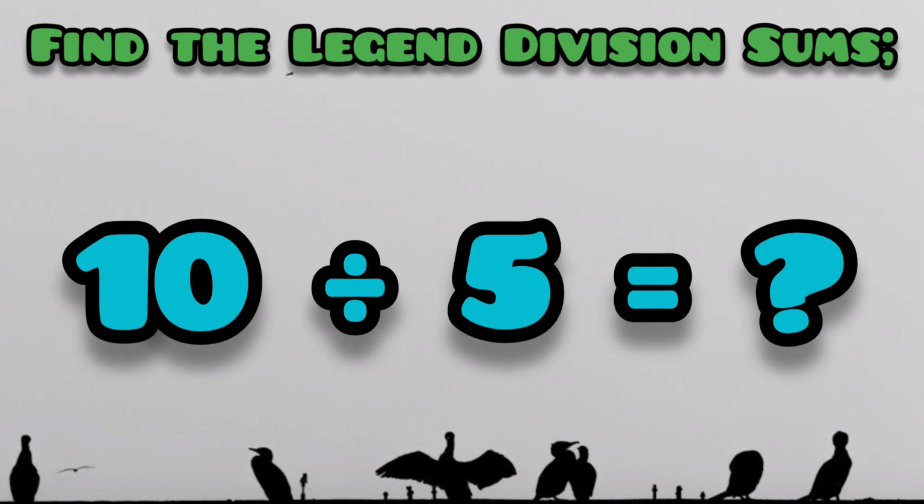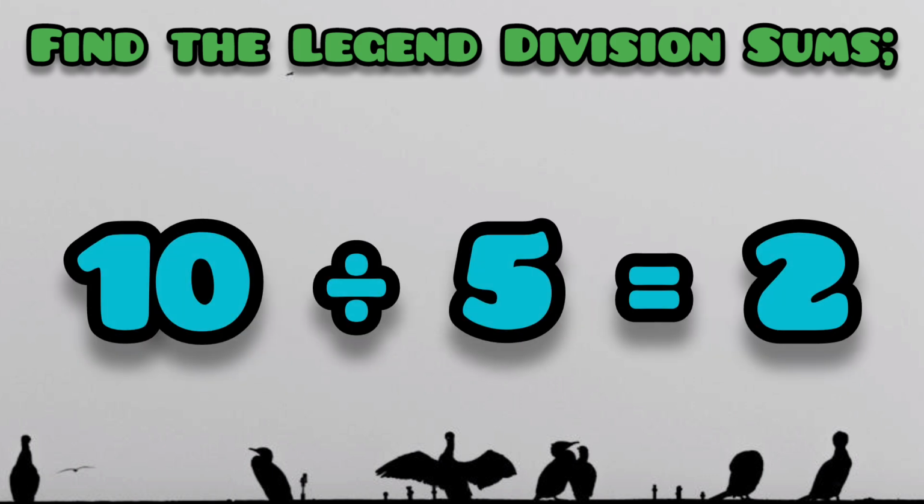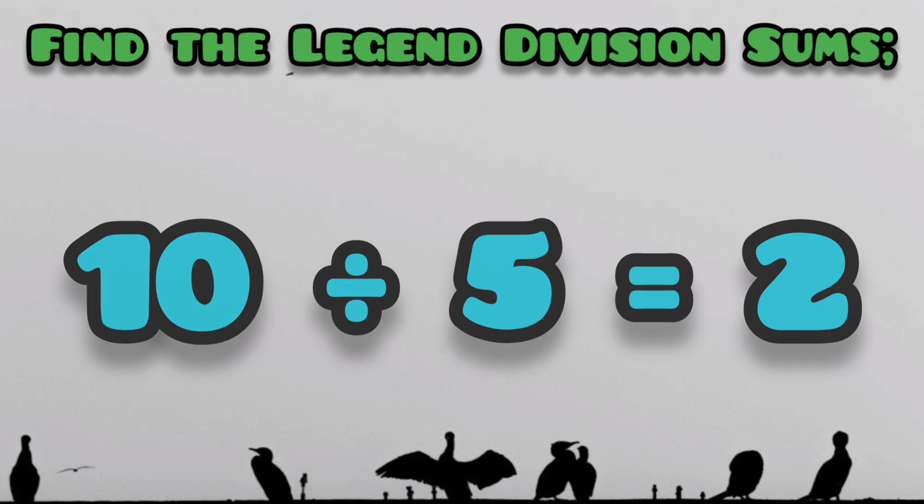The next question: 10 divided by 5 equal to what? 10 divided by 5. 10 is 2 times 5. So 10 divided by 5 is 2. The correct answer for 10 divided by 5 equal to 2. 2 is the correct answer.